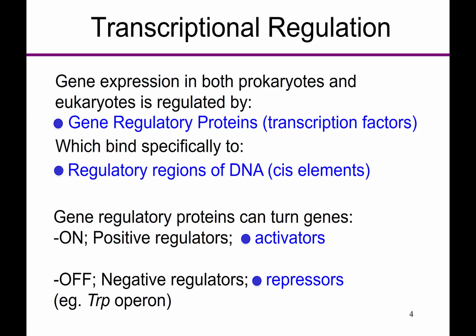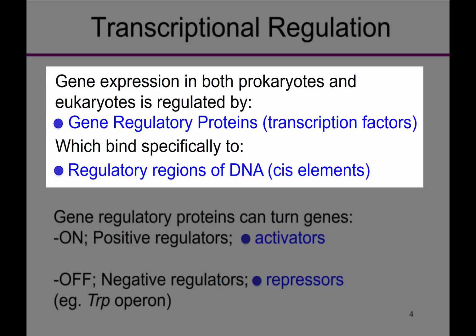Now we want to start off this lecture with a reminder slide from a couple of lectures ago. So you've seen this slide before, there's nothing new here. Just as a reminder, gene expression in both prokaryotes and eukaryotes is regulated by gene regulatory proteins, these transcription factors, right? And these proteins bind specifically to regulatory regions of DNA, also known as cis elements.